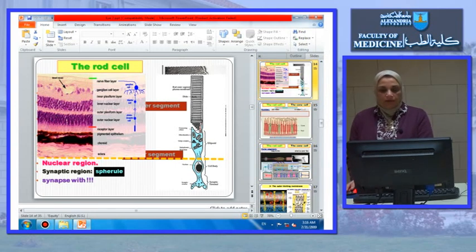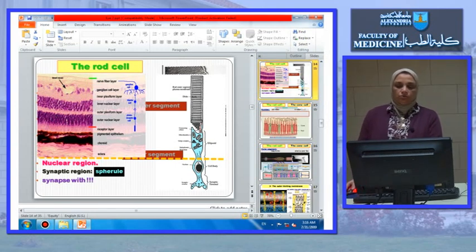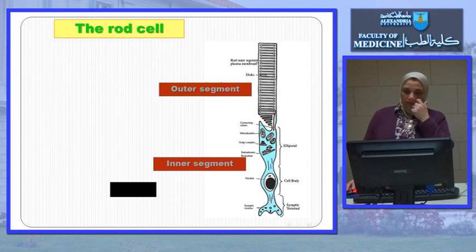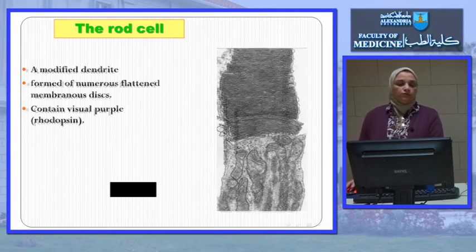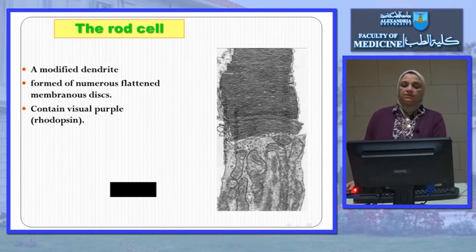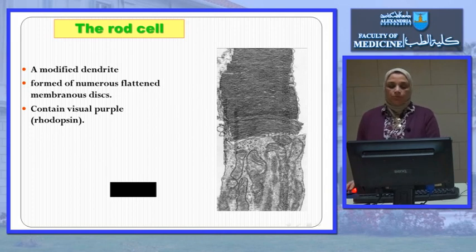we can see the rod cell, and the rod cell is formed from the outer segment, which will act as a dendrite, and we have here the inner segment, metabolic part, which contains the organelles, the cell body and the nucleus, and the synaptic terminal. What's the outer segment? The outer segment is a modified dendrite. It's formed of numerous flattened membranous discs. Discs are formed by cell membrane, and these discs will enclose the visual purple or visual pigment, which is called rhodopsin.